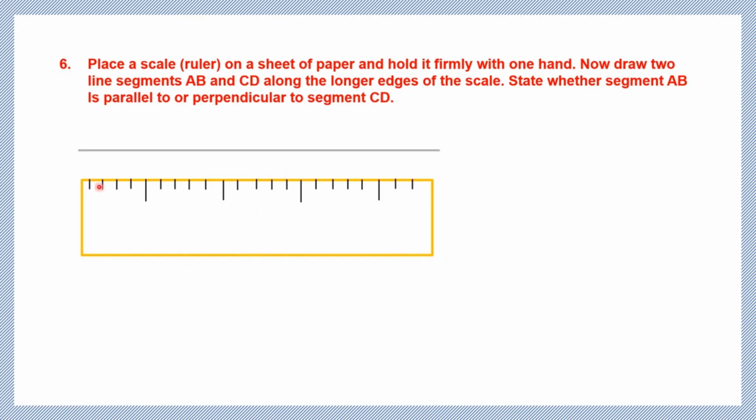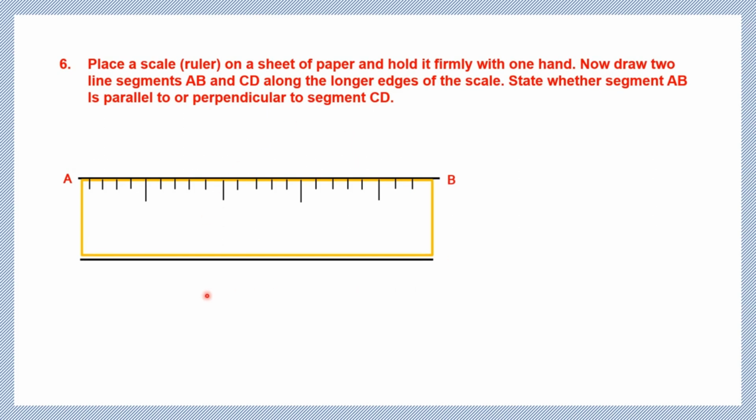So draw a line here, name it AB, A and B. So we have drawn one line in the longer edge. Now they're asking us to draw one more line here. So let's draw that, and let's name it C and D. So now we have drawn two lines. We are asked to state whether segment AB is parallel to or perpendicular to segment CD. So we have a line segment AB here and a line segment CD here. Are they parallel to each other or are they perpendicular?